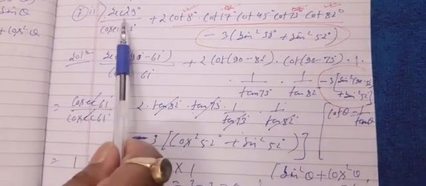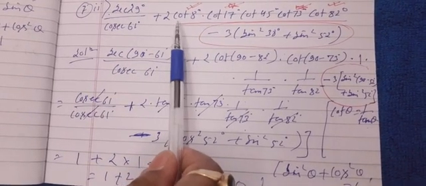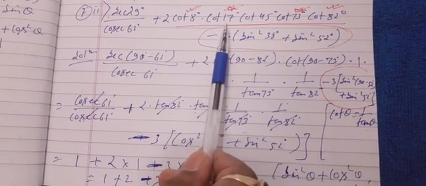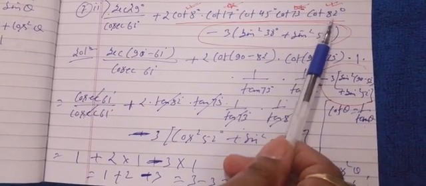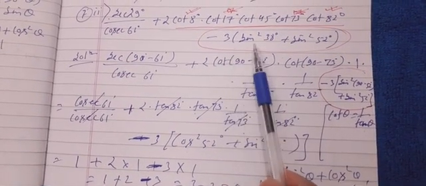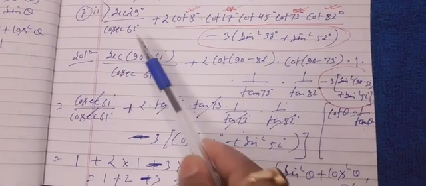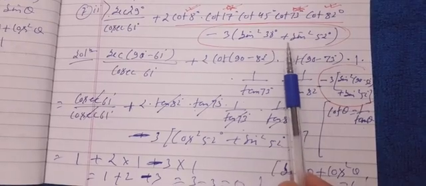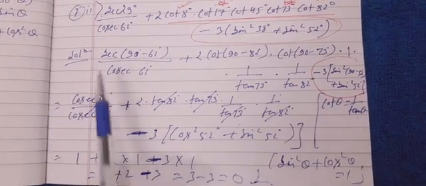See, the question was sec 29 degree upon cosec 61 degree plus 2 into cot 8 degree into cot 17 degree into cot 45 degree into cot 73 degree into cot 82 degree minus 3 into sine square 38 degree plus sine square 52 degree, and we have to solve it. The condition was that we can't use trigonometric tables. So let's start how we'll solve it.